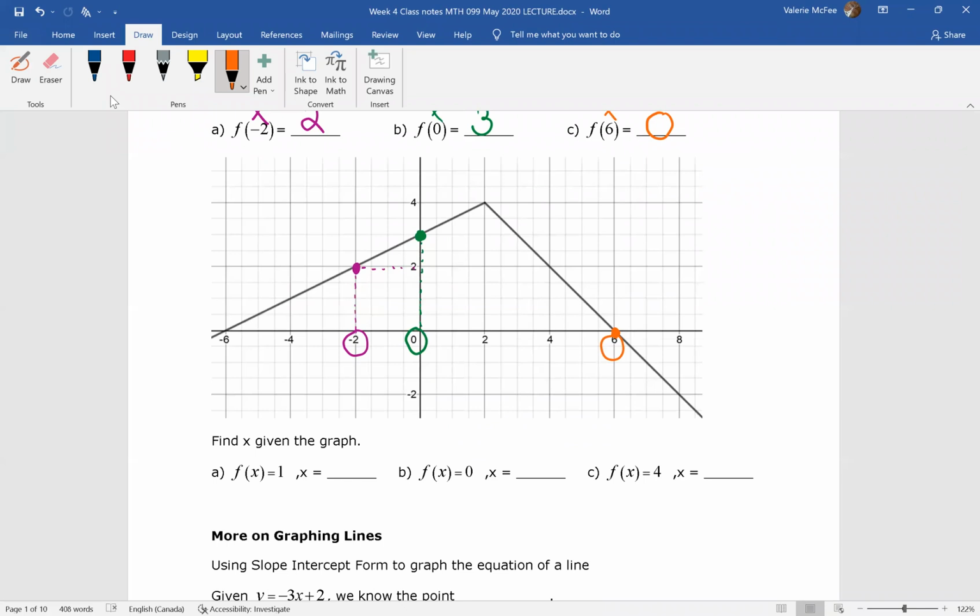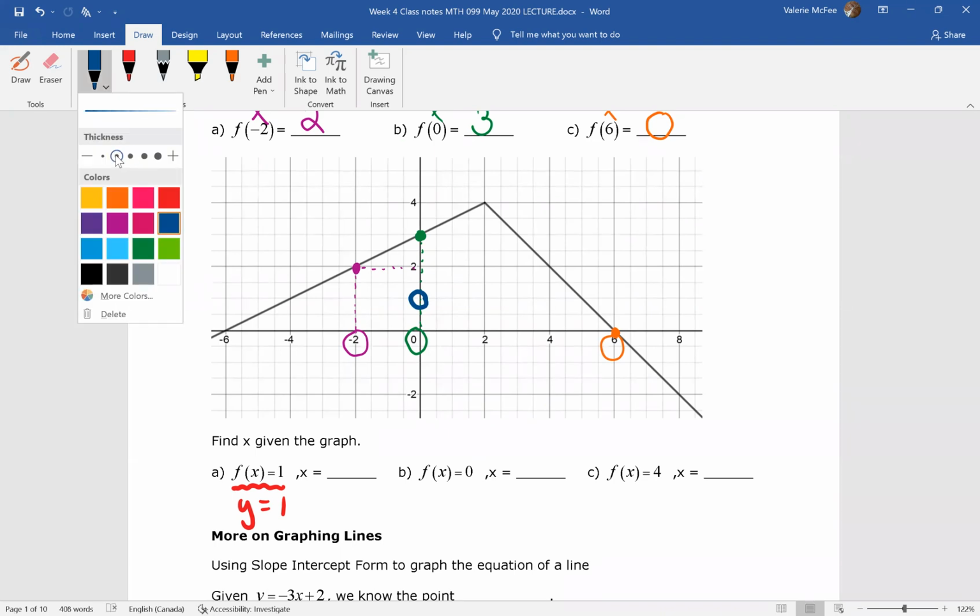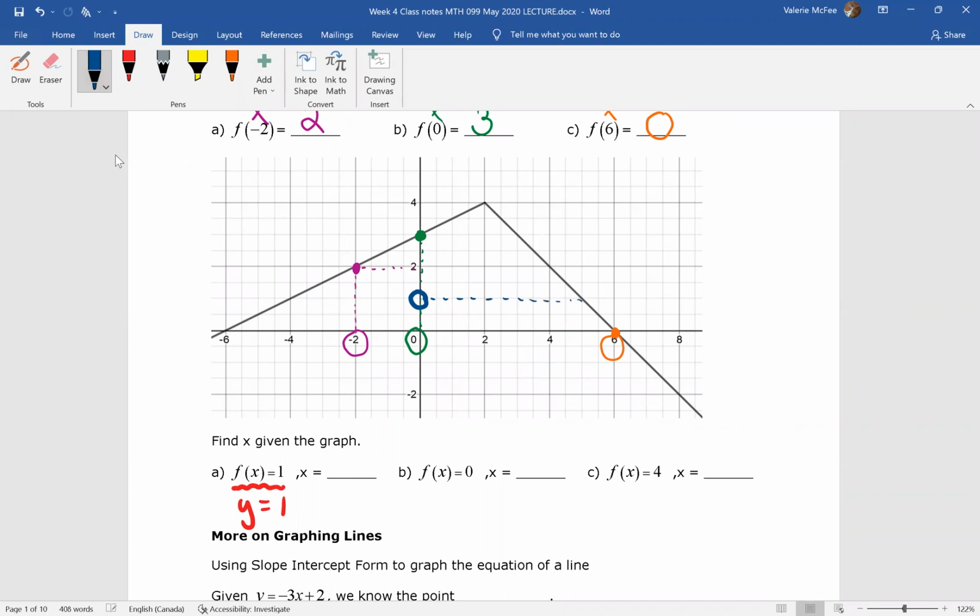The questions at the bottom here are a little bit different. We're told that the f of x equals 1. That's telling me that y equals 1. We want to know what x equals. So when y equals 1, we're here. What is the value of x? Well, I hope you can see that there are two values of x. X equals 5 and x equals -4.